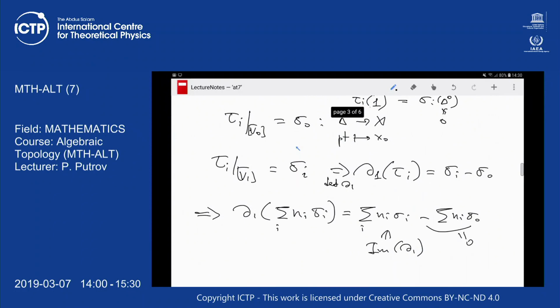Excuse me, but why is it 0? Because here we have sigma 0, not only the coefficient. Yeah, but this is just an overall. The sigma 0 is the same for any i, right? Ah, so we can just take the sum of the coefficients.